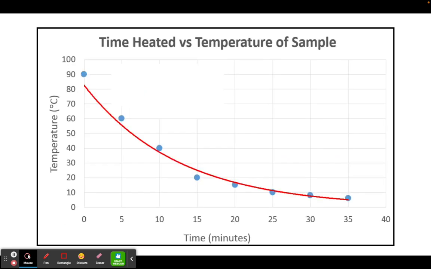Okay, and your best fit line doesn't have to be a straight line. It depends on your data points. So here, it's obvious that the data points are curving, right?